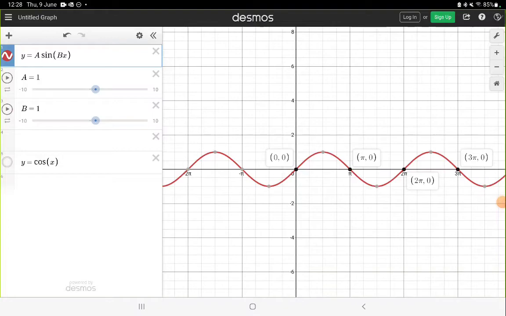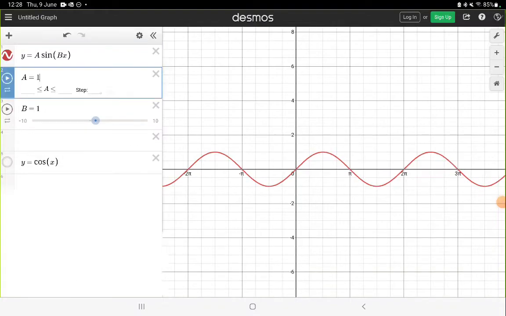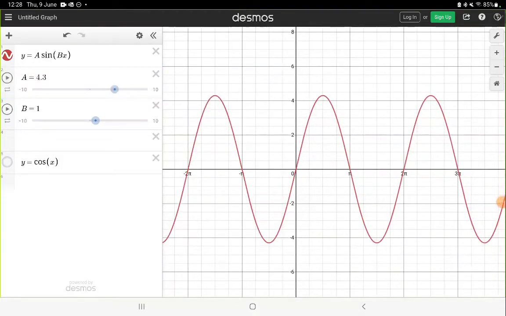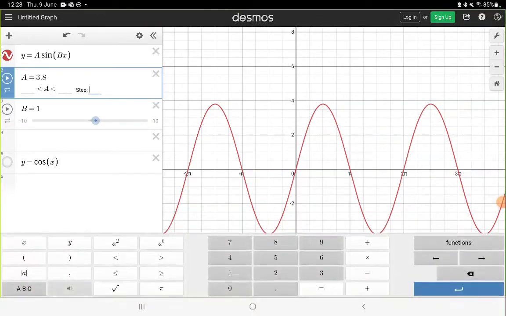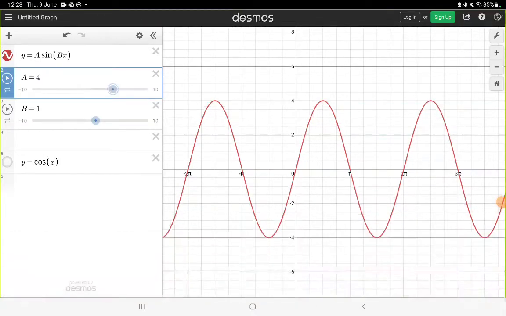So what do we think is going to happen as I change the a value? Well, the a value is going to affect its vertical dilation. So let's have a play with it. Okay, so it's kind of stretching it outwards. And if we actually stretch it to a nice whole number, let's go up in 0.5s just to make my life a bit easier. You can see that there it's going up to 4.